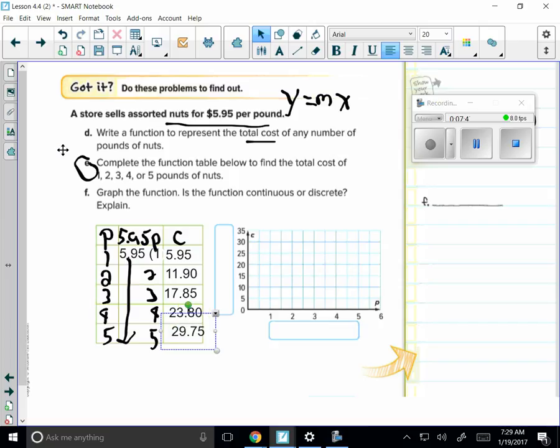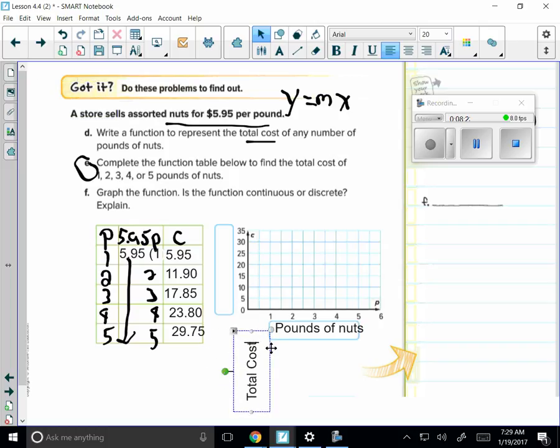Now, on F, they want us to graph the function, but before we can graph it, we have to fill in our values here. So the X value, which is everything we start with right here in the first column, well, we know that P stands for pounds. So you can fill that in for this one right here. So that means our output that we're getting, the C right here, that represents the total cost. And then from there, we're just going to plot our points.